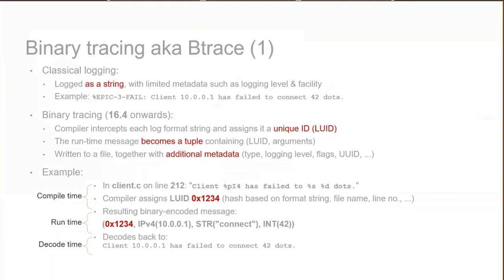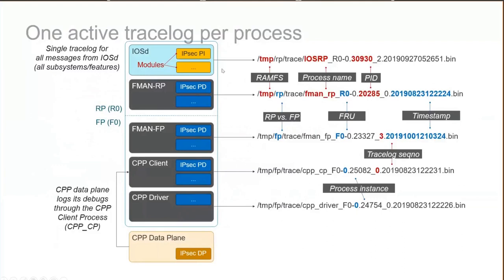Once the file is generated, it will be in a gzip format, so it will have to be decoded separately, and only then can we see the contents that are being written by the processors. There will be one active trace log per process. IOSd will be adding its logs to a file named iosrp, with a timestamp and a .bin extension.